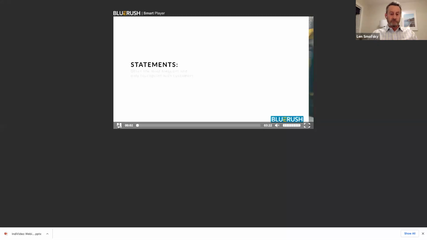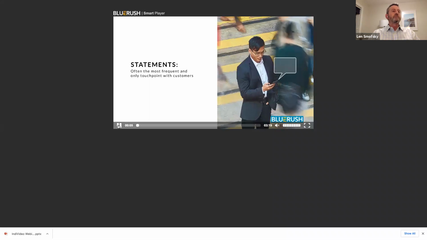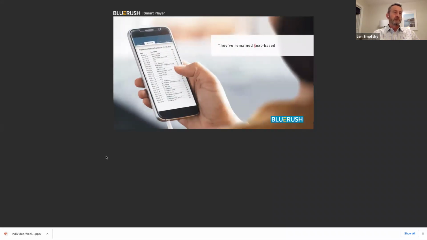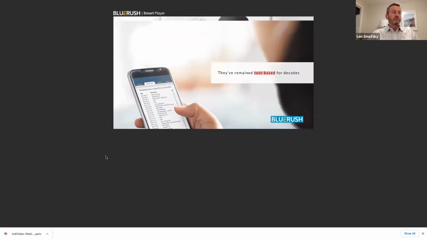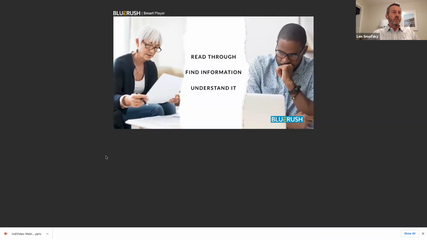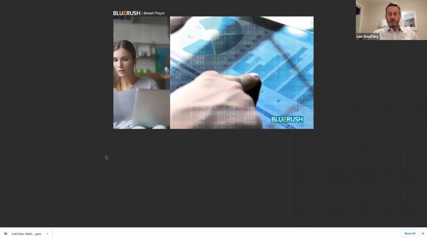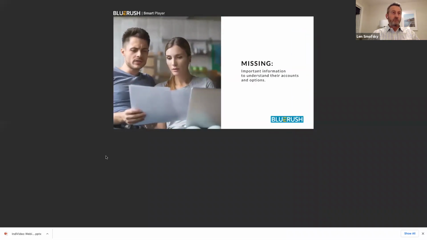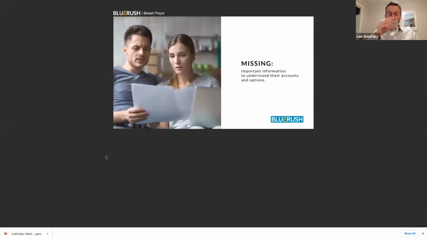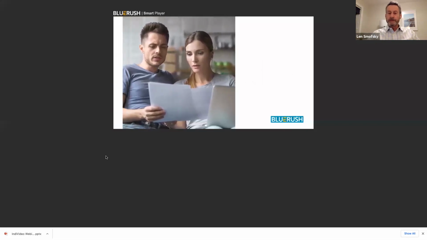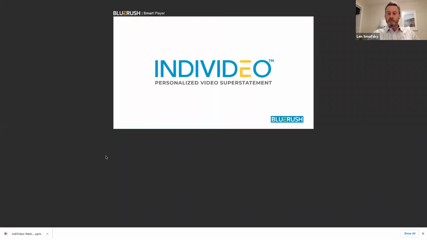Statements are typically the most frequent and often the only touchpoint companies have with their customers. Yet while statements have evolved, they've remained text-based for decades. This means your customers have to read through, find, and understand the information they need. In many cases, people will glance at their statement but not read through the details. They are often missing important information that they may need to understand their account details and options. But now, statements are about to transform. Introducing the personalized video super statement. Let's look at a real example.